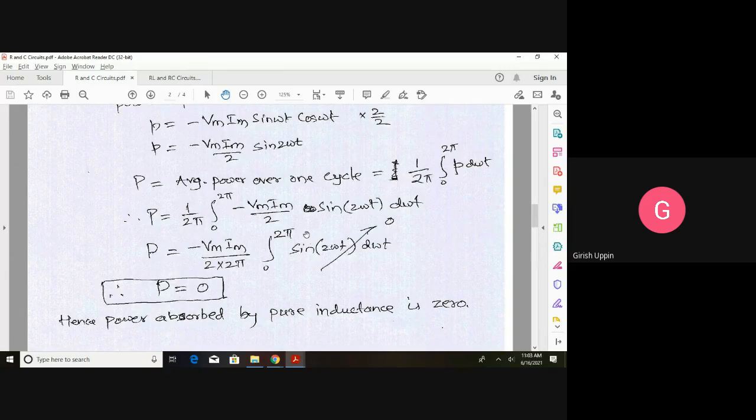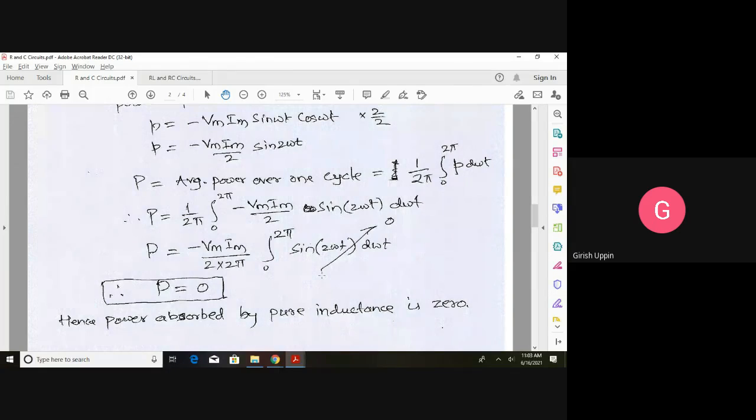If you integrate sin 2 omega t with respect to d omega t, then you will get the answer as 0. So in the exam, you can just simplify that one. That is not an issue. Otherwise, we'll see in the next class.